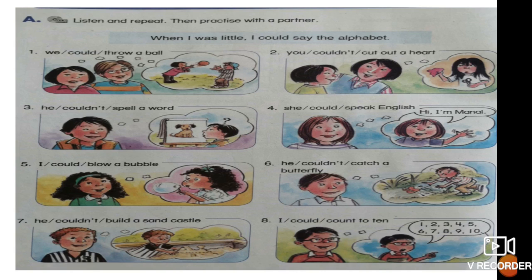The last picture. I could count to 10. I'll make a sentence using when. So, when I was little, I could count to 10. Again, repeat after me. When I was little, I could count to 10.